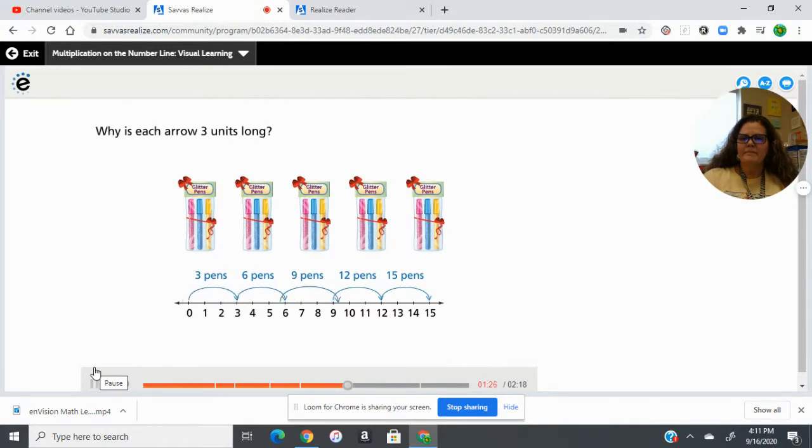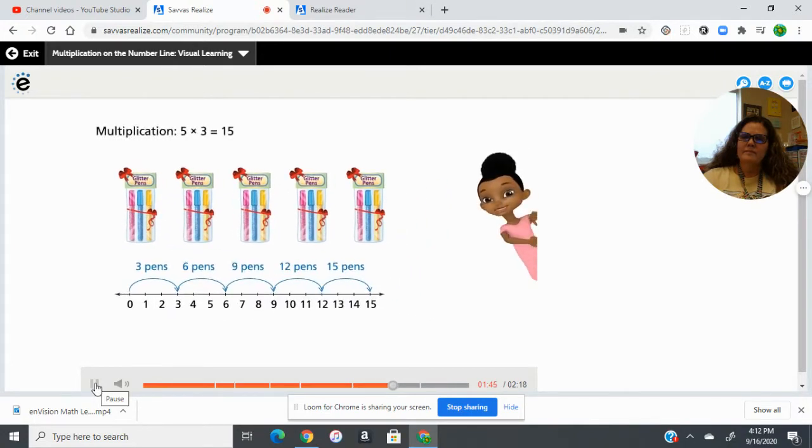Why is each arrow 3 units long? So why is each arrow 3 units long? Because we're going to have 3 pens in each bag, so 3 is the size in each group. Let's see what they say. Because each arrow represents 3 pens in a bag. Skip counting. 3, 6, 9, 12, 15. Multiplication. 5 times 3 equals 15.